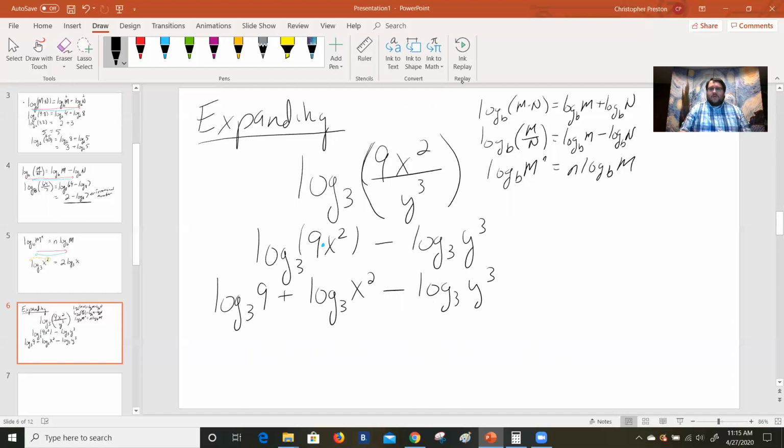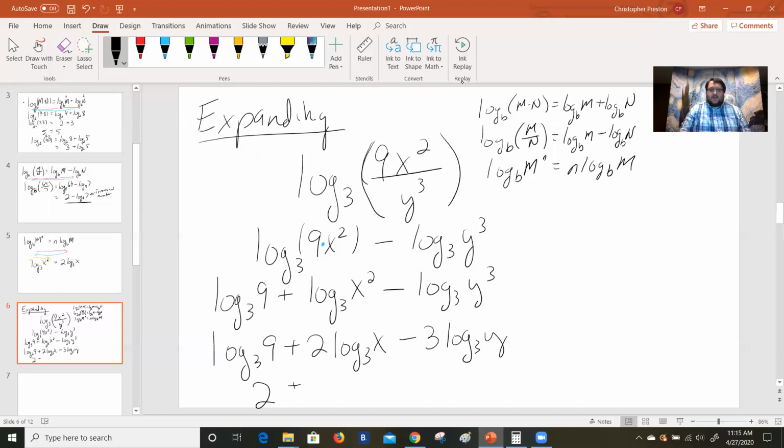And then the third property says if you have a power inside, you can move that out front as a multiplier. So notice x squared and y cubed, I can move those out. Log 3 of 9 plus 2 log 3 of x minus 3 log 3 of y. There's one more thing I can do, and that is log 3 of 9, what power of 3 gives you 9? I know that number. That number is the number 2. So I can change that to a 2.